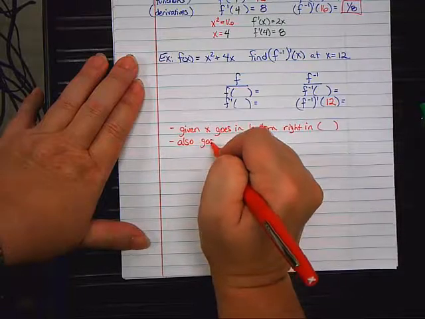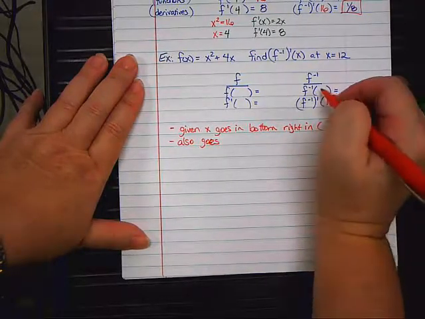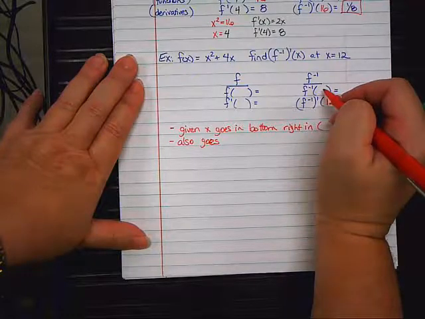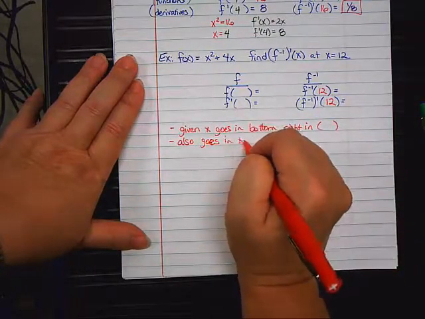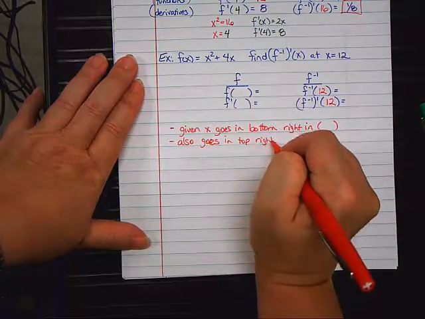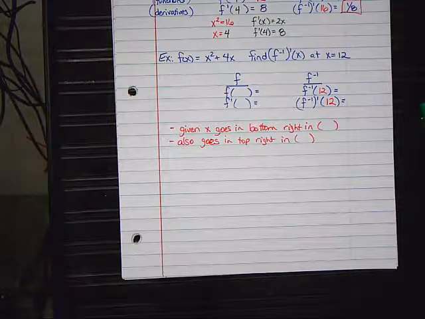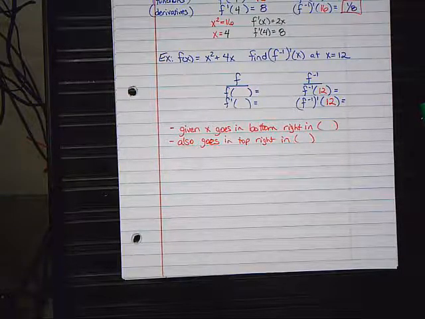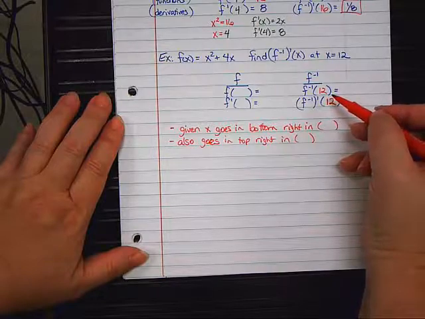And then we said it also goes where? In the top right, in the parentheses. So if you want to write that down as well. Who can tell me why it goes there? Because they're the same x value. Whatever's an x for the derivative of the inverse is also an x for the inverse.